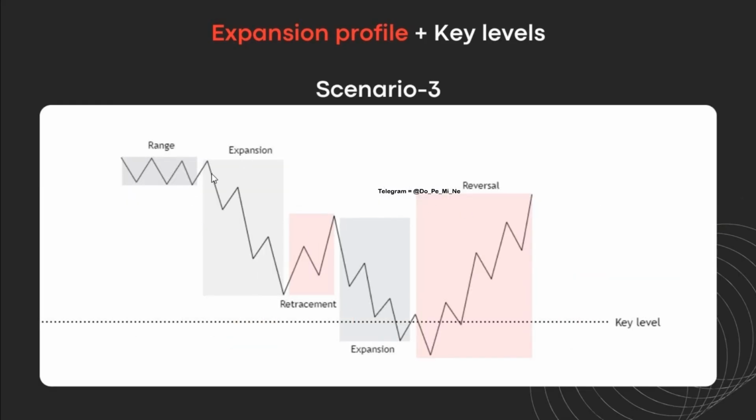Now the third scenario is when the expansion profile doesn't test a key level, but then after it has a retracement profile, and after that retracement profile we can expect another expansion towards that key level, right? Now in this case the second expansion has tested a key level, so what are we going to expect? We're going to expect a reversal profile, right? Because that expansion profile has tested a key level. Are you liking it so far?